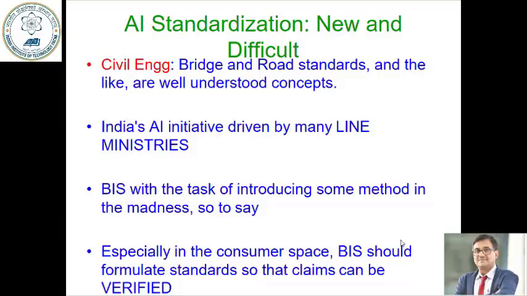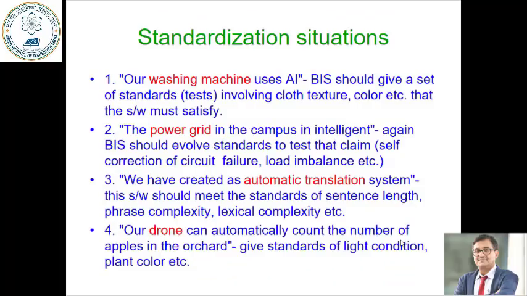And especially in the consumer space, the AI Standardization Committee should formulate standards so that claims can be verified. Here are a few examples. If a company says our washing machine uses AI, then we should give a set of standards or tests involving cloth, texture, color that the software must satisfy.